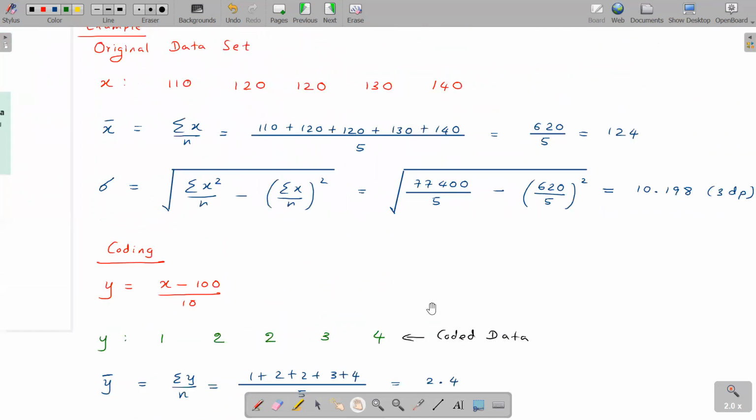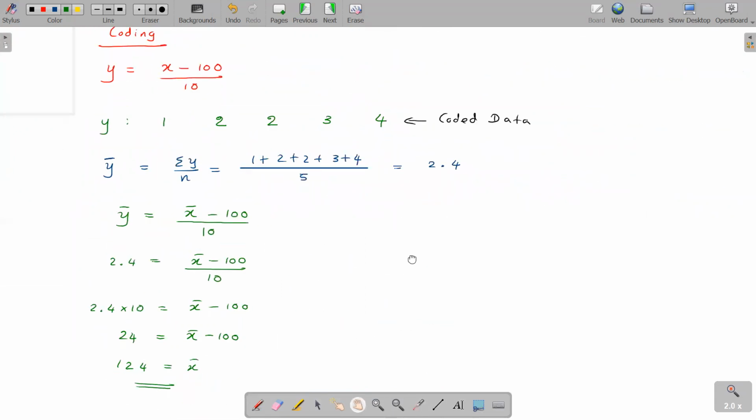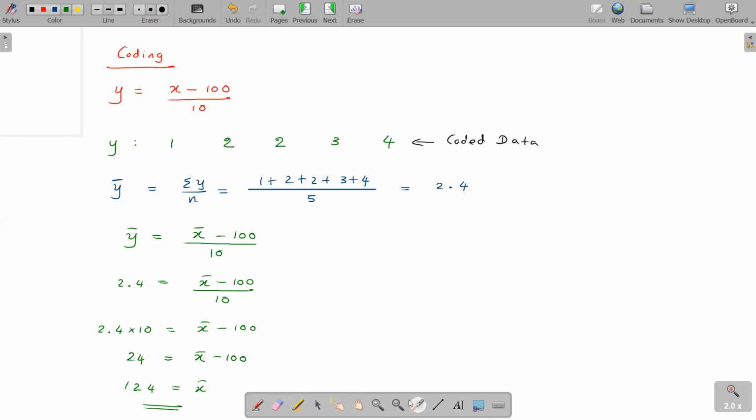Yes, can you see? This is why I took the original data values at the beginning, because I want to see that once we use coding and get the coded value, and then come back to the original, we get it correctly. Can you see that even though you use coding, when you come back to get the x bar, we can come back to the original answer. Okay, that's what I wanted to show you here.